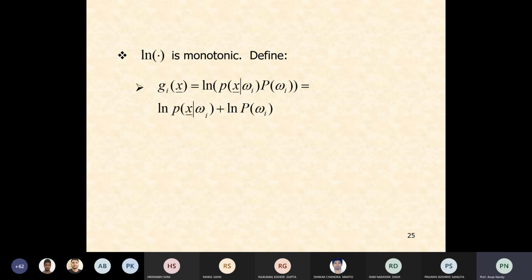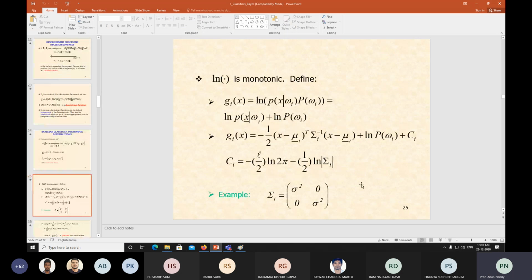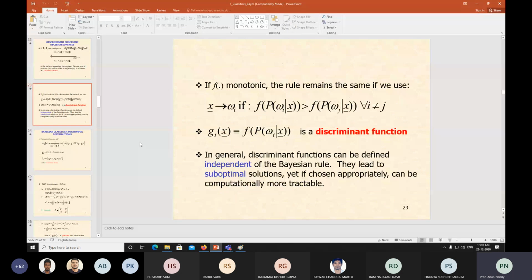Okay, today I'm stopping here. Tomorrow I'll be showing these two different cases. Any questions you can ask me.